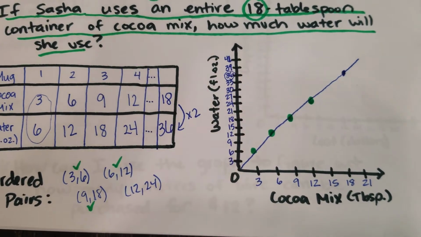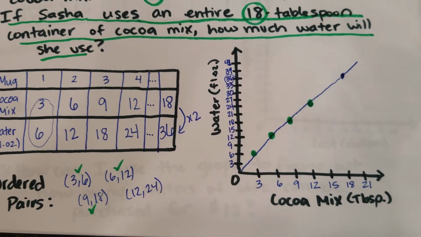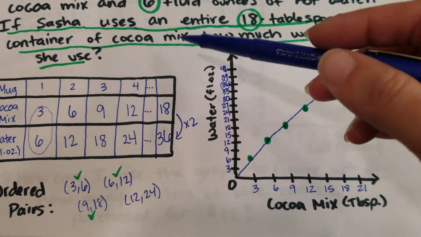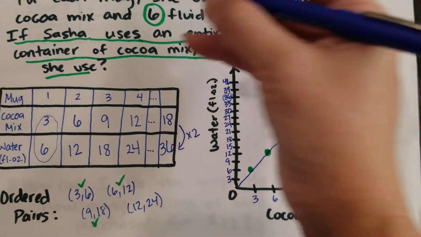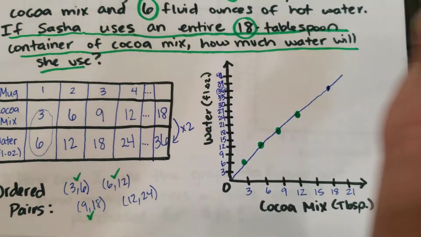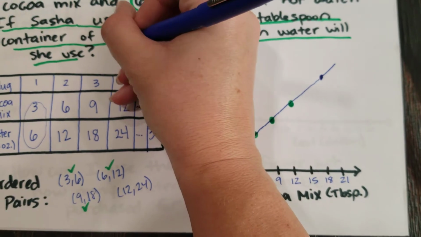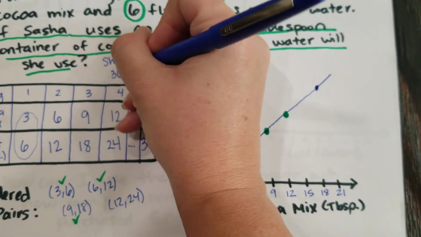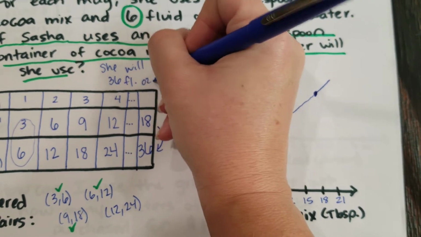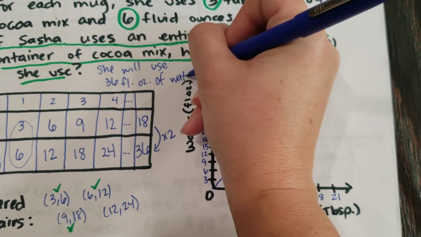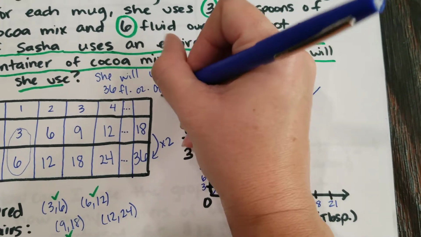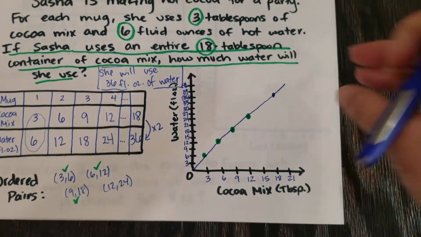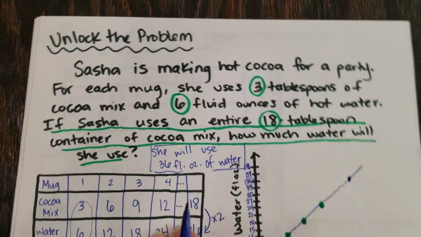So there's my answer. It takes 36 fluid ounces of hot water for Sasha to use the whole can or the whole container of cocoa mix. Okay, so how much water will she use? She will use 36 fluid ounces of water. There's my answer. Yes? All right, there's unlock the problem. Let's try another one or two.